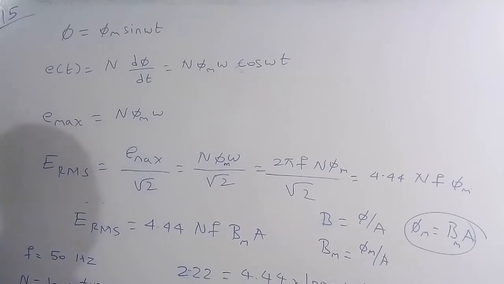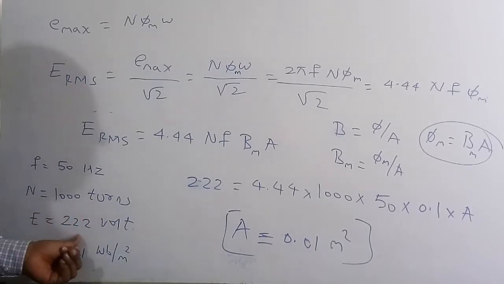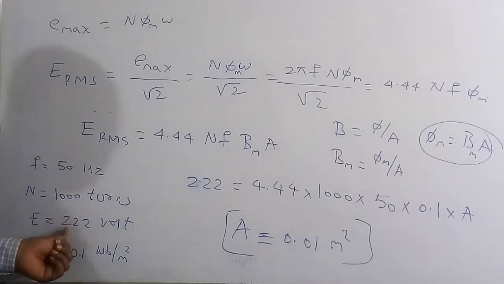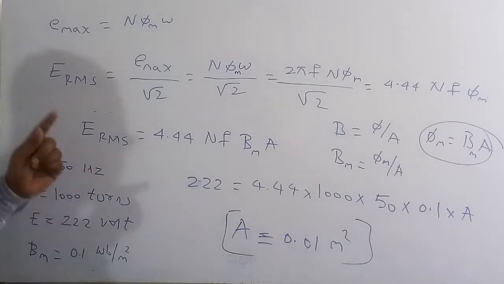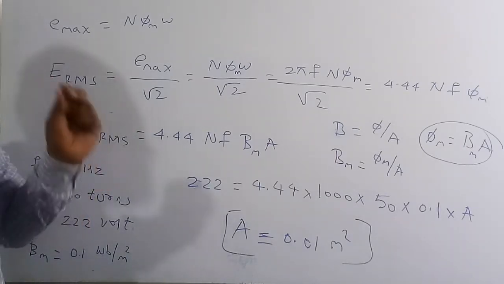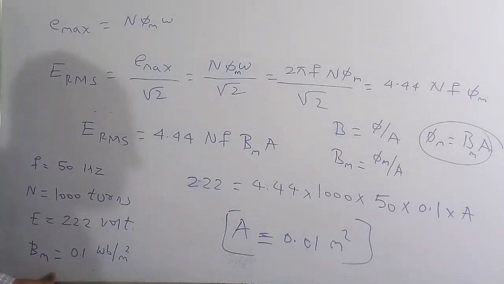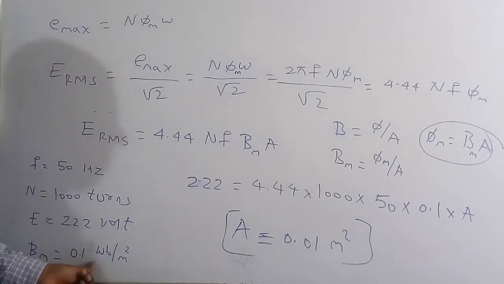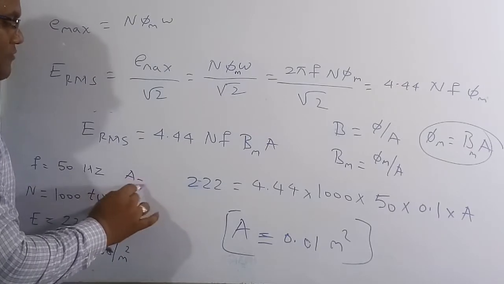In the question they have given the frequency is 50 Hz, the number of turns is 1000 turns, and the EMF induced is 222 volts. They have not mentioned whether it is a maximum voltage or the RMS voltage, but by default, if they do not mention anything, it indicates it is an RMS voltage. And the maximum flux density is 0.1 Weber per meter square.